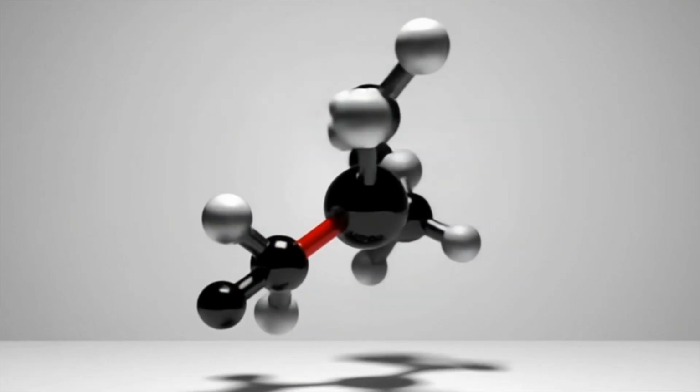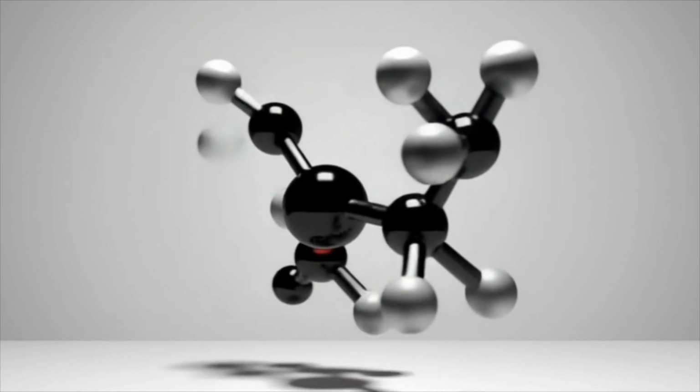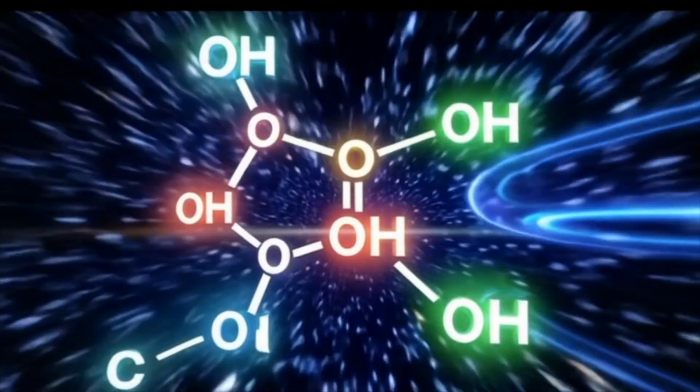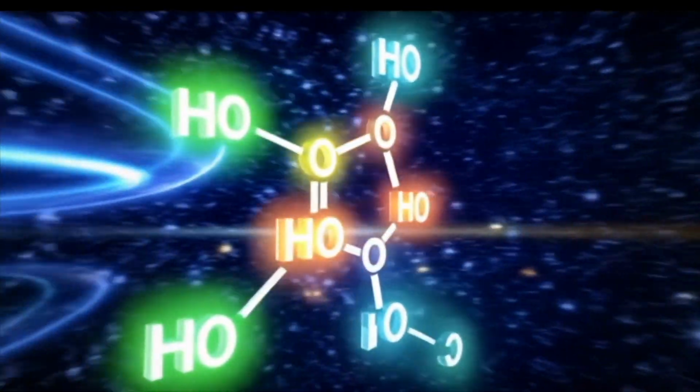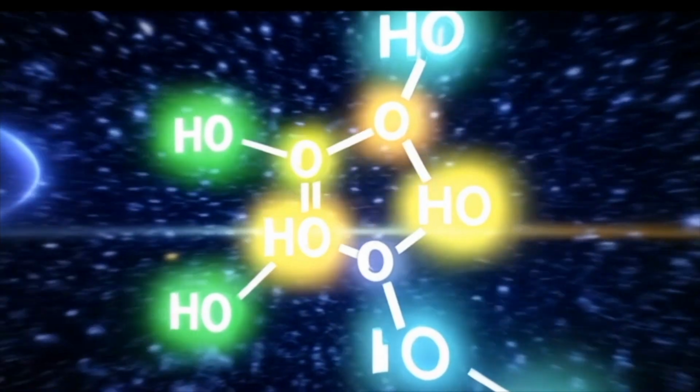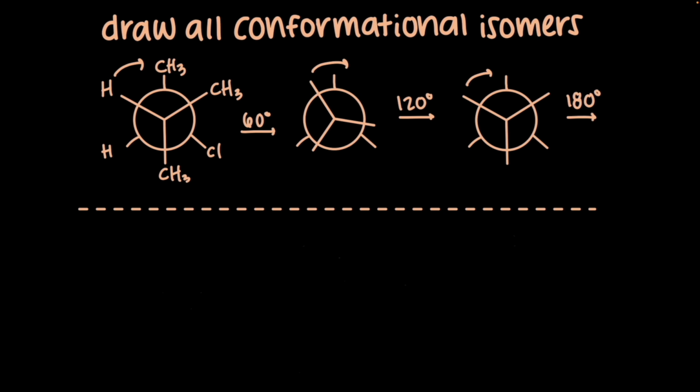Newman projections also show the different rotations around single bonded carbons, and these are alkanes and substituted alkanes. The different rotations are called conformations, and conformations are also known as rotational isomers or conformational isomers. By keeping either the front or back carbon constant and rotating the other 60 degrees clockwise, we can find all of the different conformations that a molecule can have.